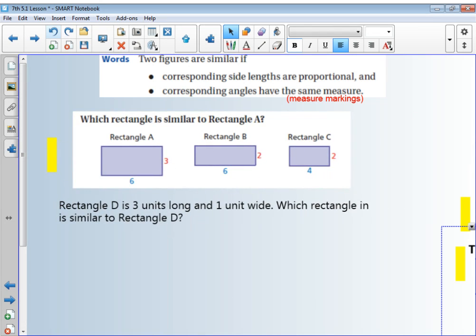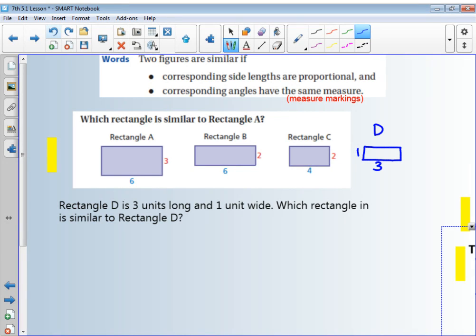Okay, so let's go ahead and do this one. It says which rectangle is similar to A. We've already done this one, right? We already did that as our very first one, checking to see which one was similar to A. So I'm going to extend on this. It says rectangle D. So I'm going to draw another rectangle. Rectangle D has 3 units long and 1 unit wide. So it looks something like this. 3 by 1. This is going to be our rectangle D.